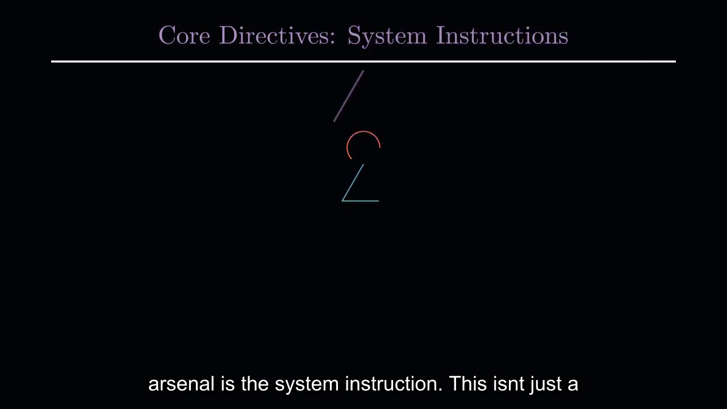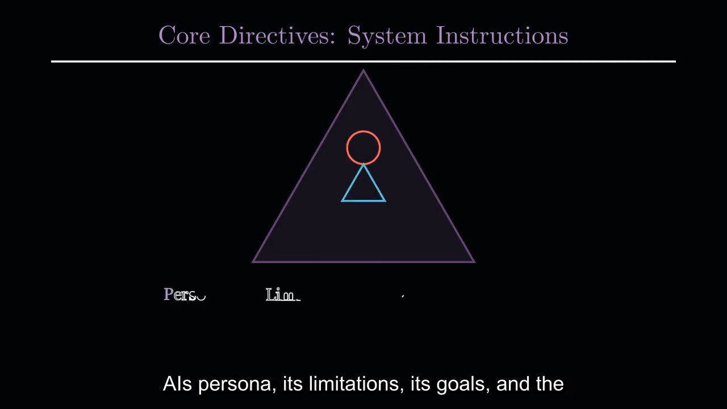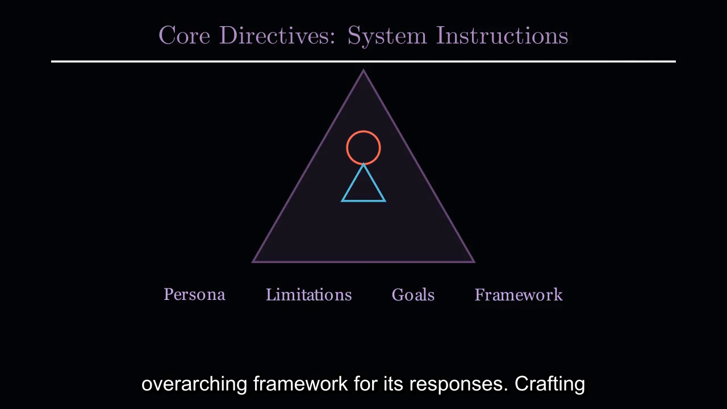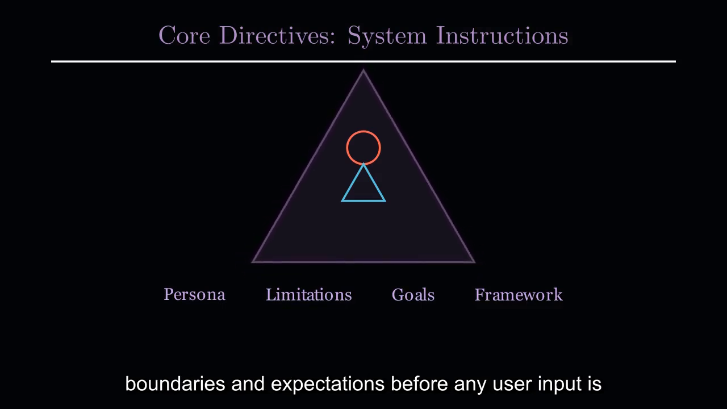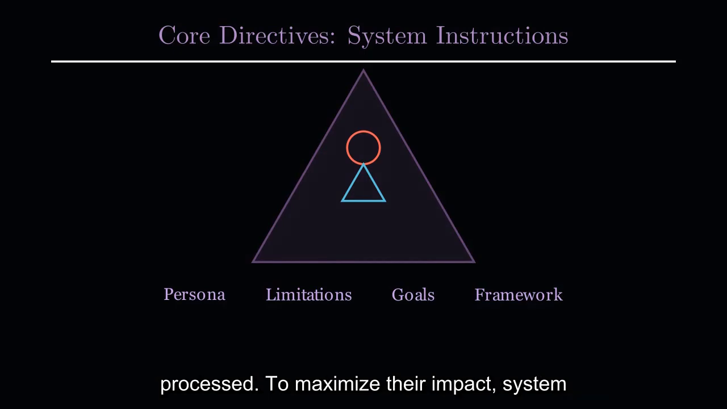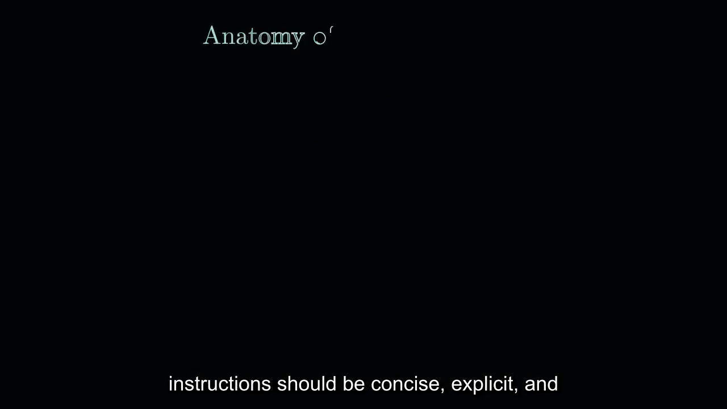This isn't just a preamble. It's the core directive that defines the AI's persona, its limitations, its goals, and the overarching framework for its responses. Crafting effective system instructions means setting clear boundaries and expectations before any user input is processed. To maximize their impact, system instructions should be concise, explicit, and comprehensive.